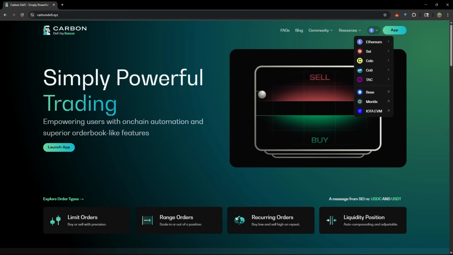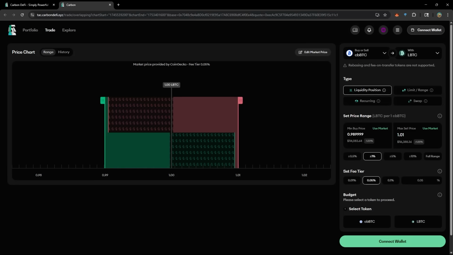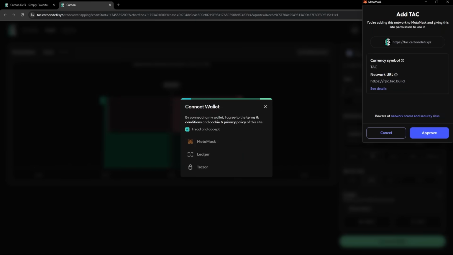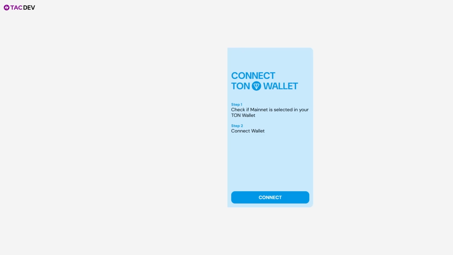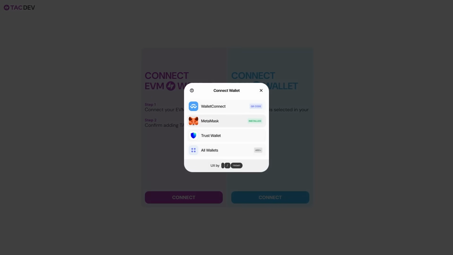To begin, we'll go to CarbonDeFi, open the app, and then select TAC. Once you connect your wallet, the CarbonDeFi frontend will automatically prompt you to add the TAC blockchain to MetaMask. In this video, we're going to bridge assets between the TON blockchain and the TAC EVM using the official TAC Bridge interface. We'll start by connecting our EVM wallet.